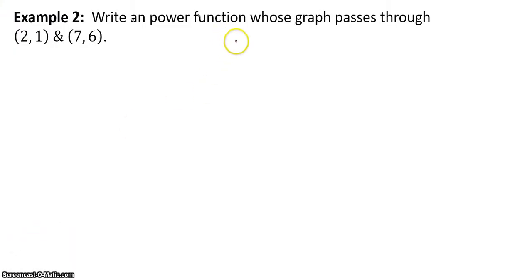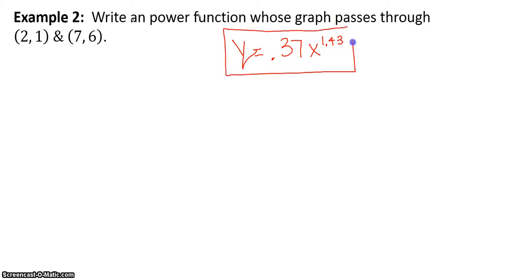Okay, so let's write that one out. So then we have y equals 0.37 times x raised to the 1.43 power. So that's your power function, because x is no longer the exponent, x is now the base. And that's all you do for these. So go ahead and try the exit slip.